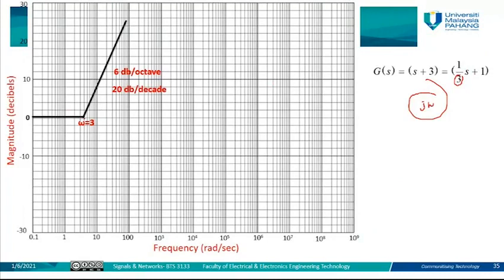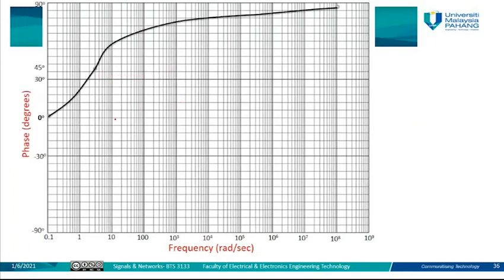So the change-over frequency point is at 3. Before 3, the magnitude is equal to 0. After 3, the magnitude increases at 20 dB per decade. For the case of the angle, before omega 1 over 10, which is 0.3, it will be 0. This one was drawn using MATLAB actually, so somehow it's not linear. Then after that, at omega 1, it will be 45.